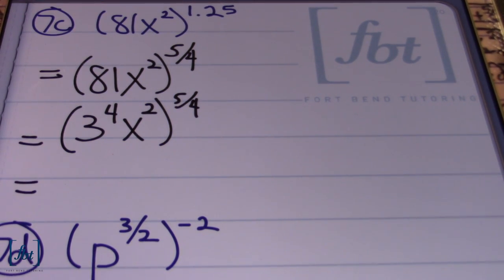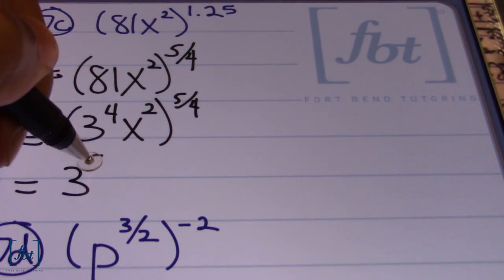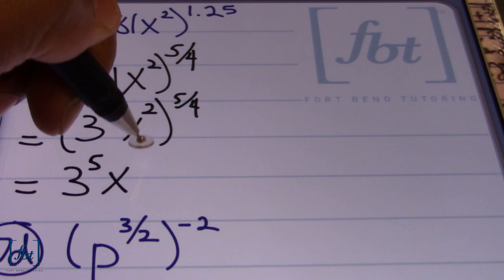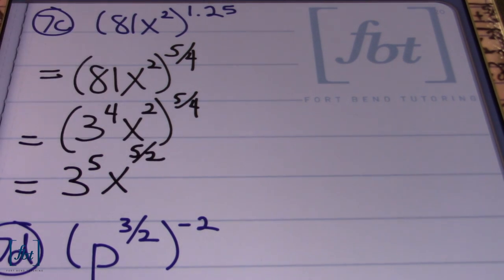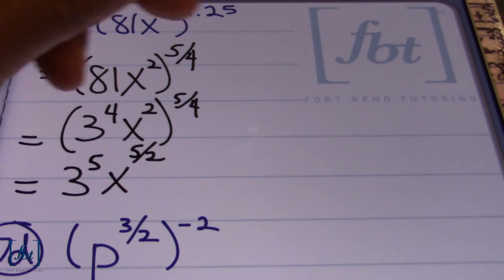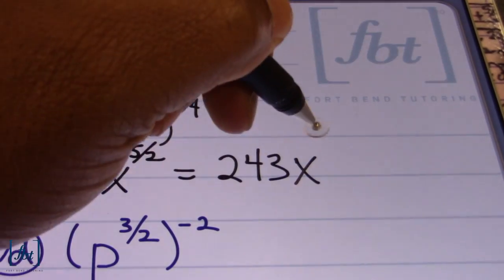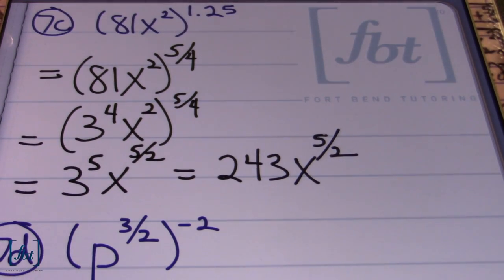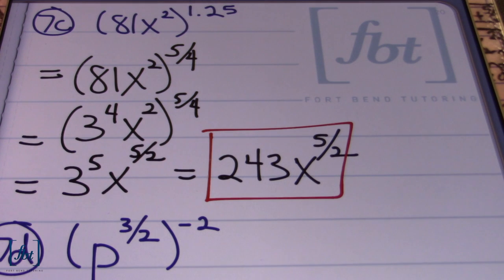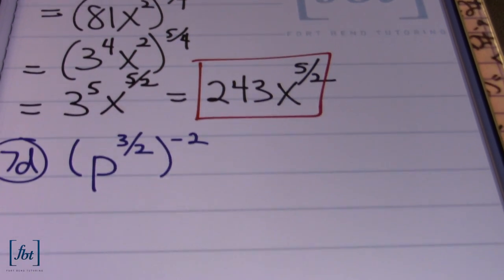From here, we'll simplify this by multiplying the exponents to get 3 to the 5th power and x to the 5/2 power. Just like that. From here, this gives me 243 x to the 5/2 power. And this is my answer. Red boxing it. Yeah, that's it. Continuing on.